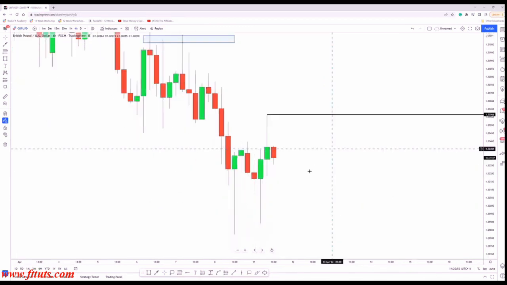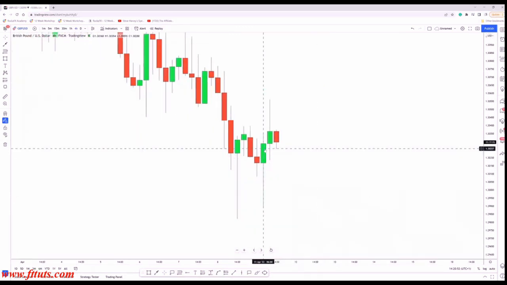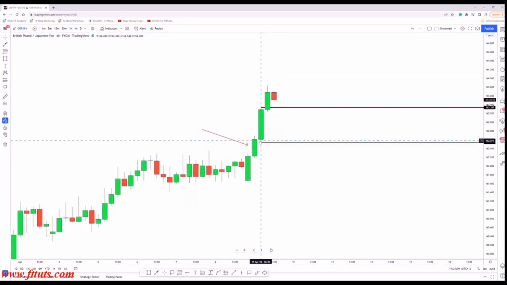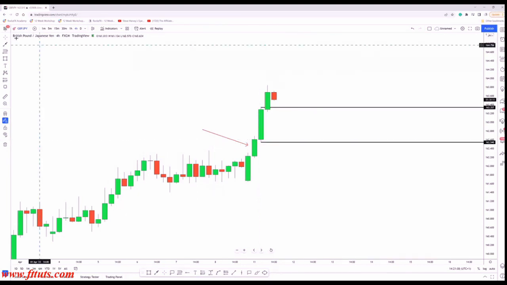We go down to another pound pair and we identify the information that we see. What status is this current 4H candle at the same time that we're looking at this current 4H candle? Bullish. Now we have confluence that pound is strong.